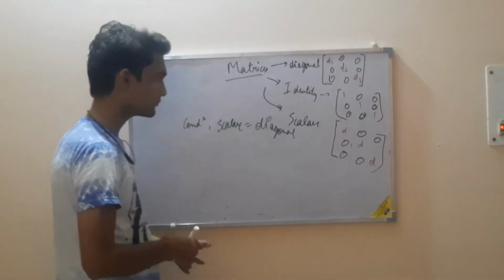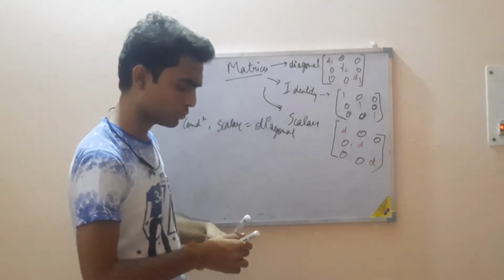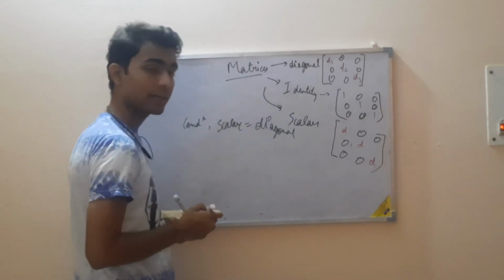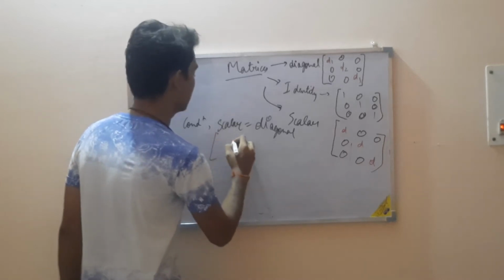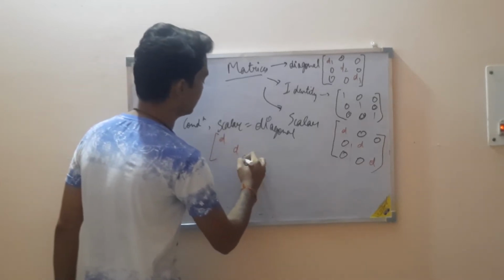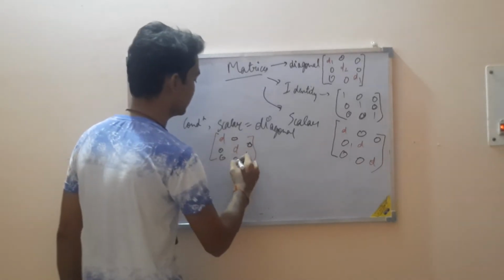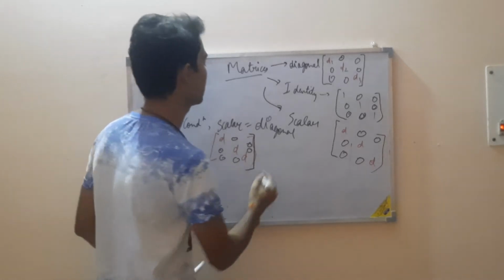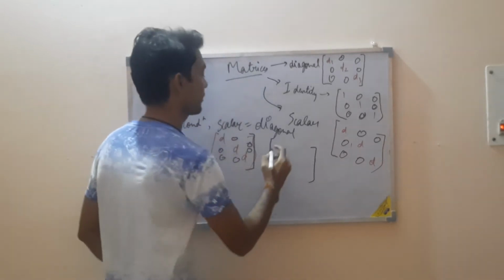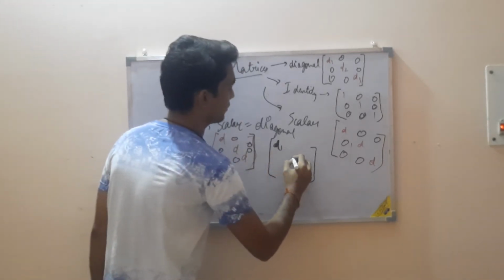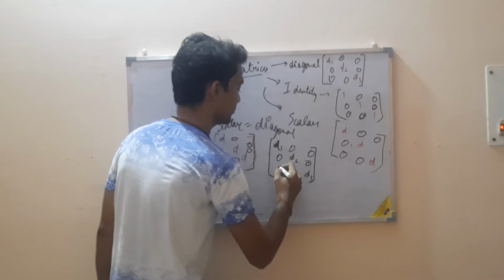Yeah, so I hope you have tried on your own. If it's still not possible, you can try to write it this way. Scalar is nothing but d, 0, 0, 0, 0 and 0. And diagonal is d1, d2, d3, 0, 0, 0, 0, 0 and 0.